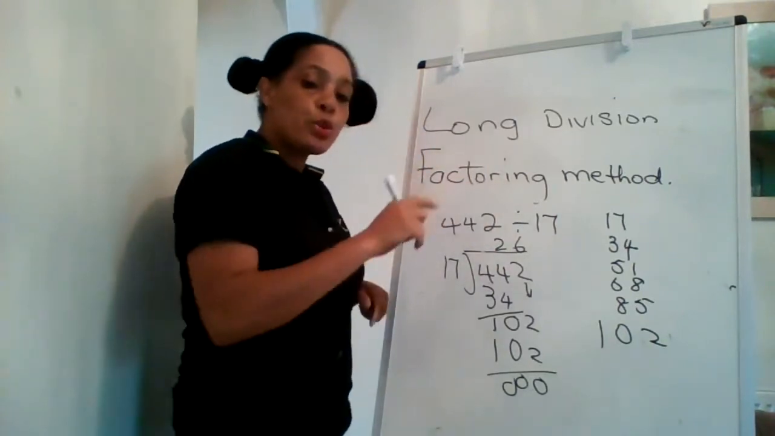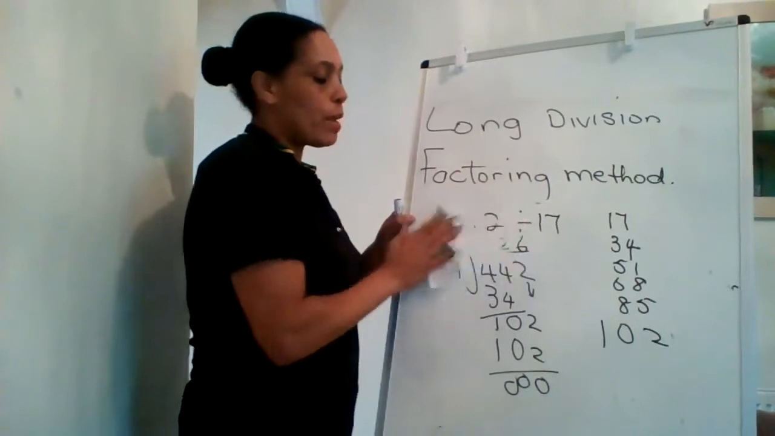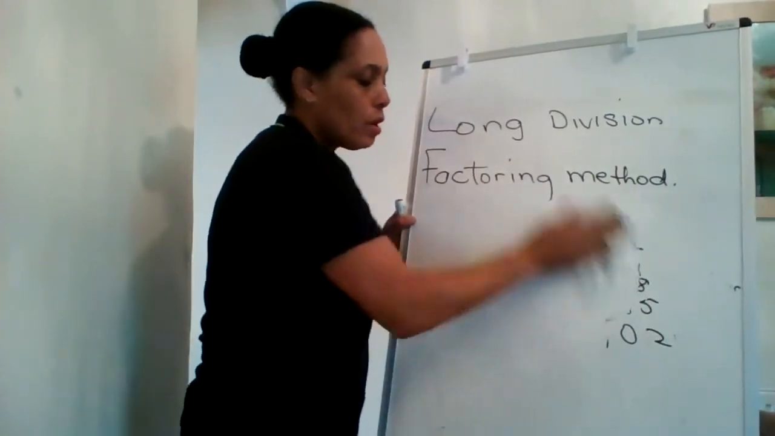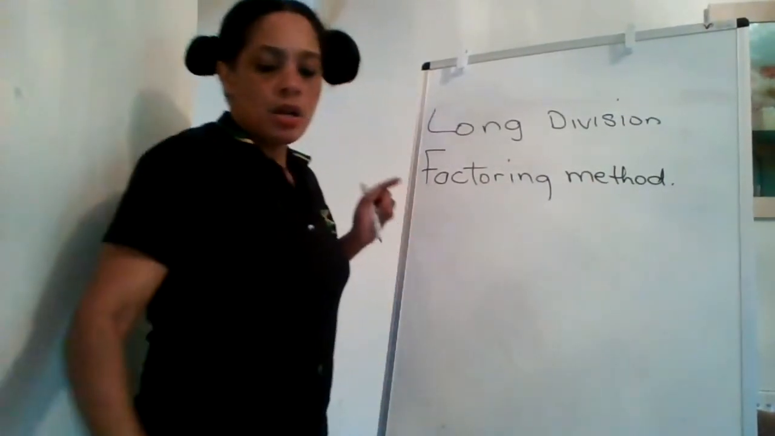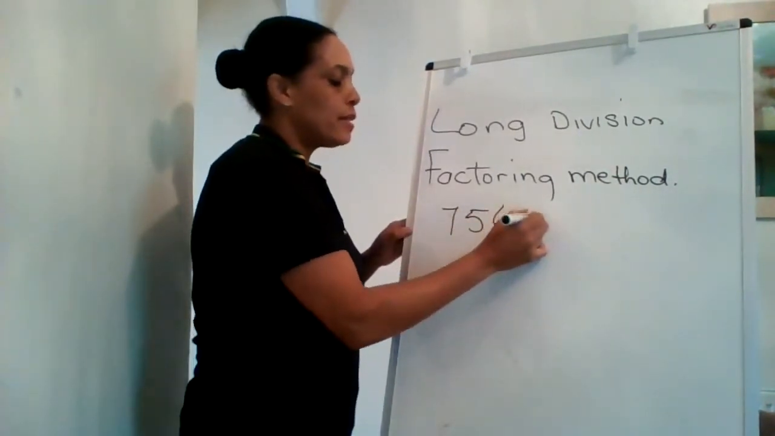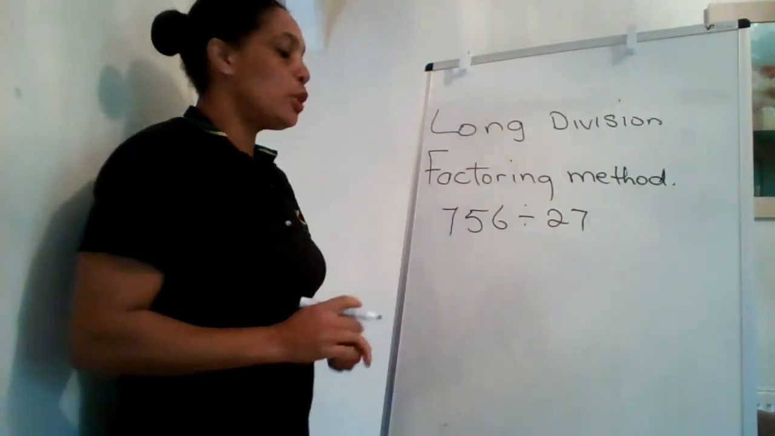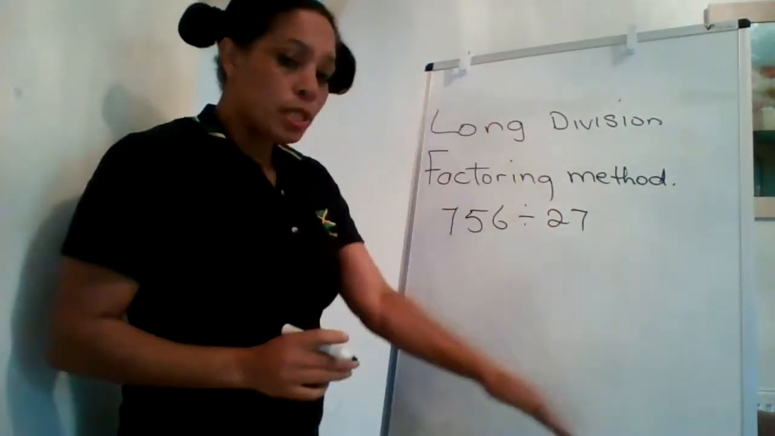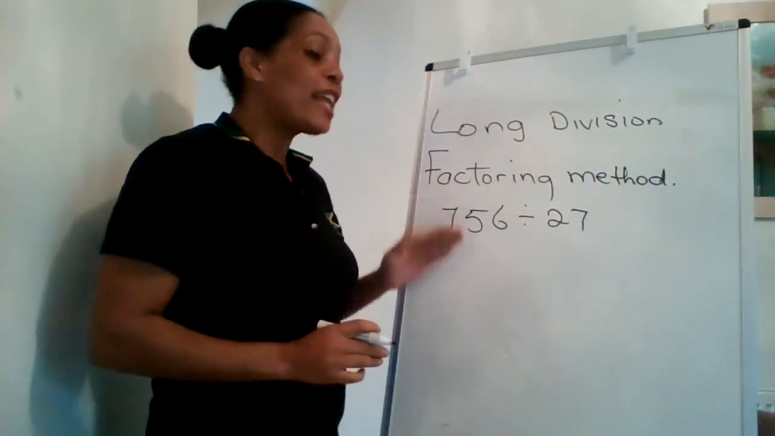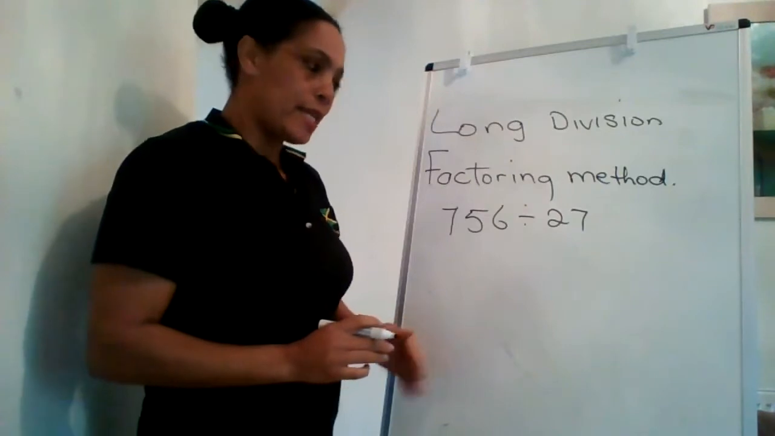Now that's how we would normally do it. Now let's look at how we're going to do the factoring method. We're going to do 756 divided by 27. Now first I'm going to be doing it the normal way, the long division way, and then I'm going to be doing the factoring method for you to see what the difference is.